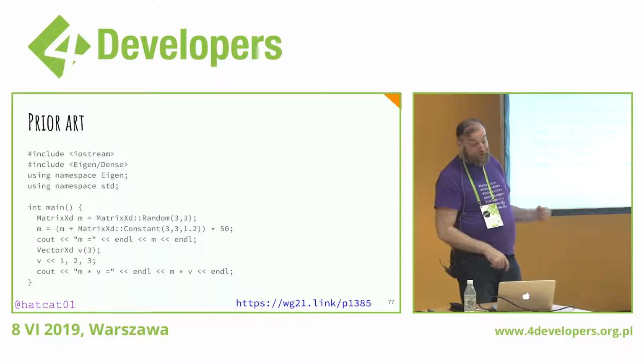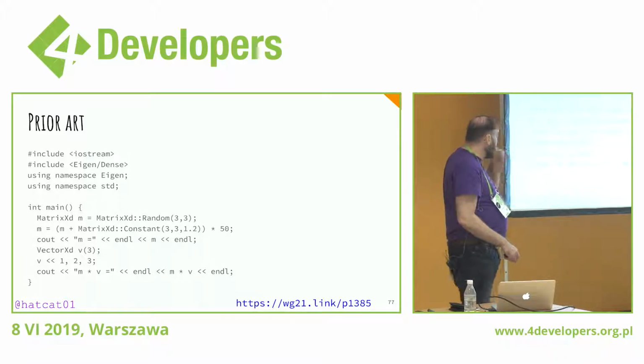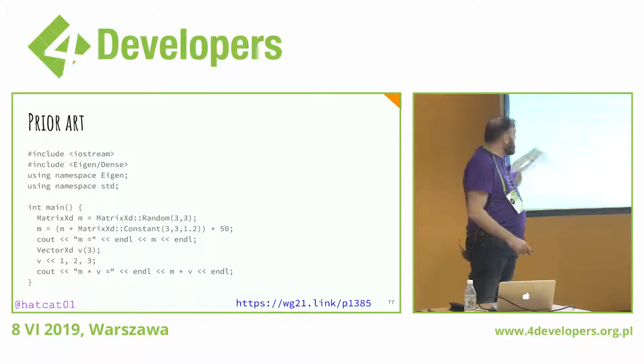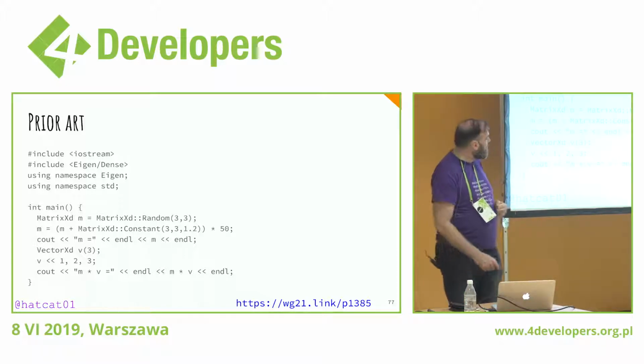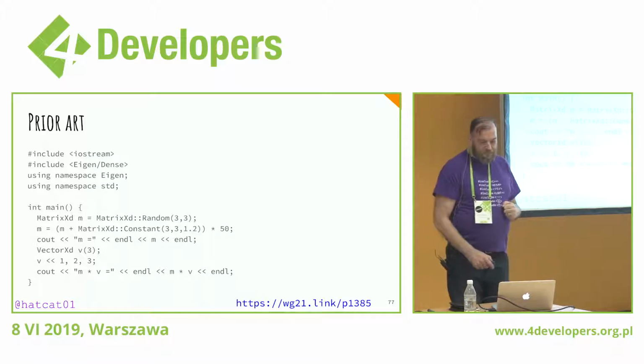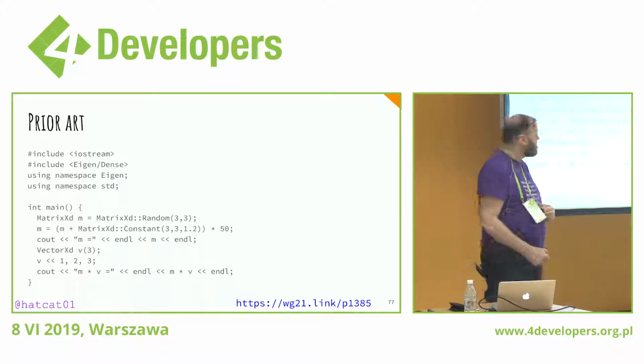The Eigen tutorial offers this sample program. I quite like this. I like the initialization. So we've got a vector v initialized via the comma operator through chevrons. So that's quite nice. It's quite easy to understand.